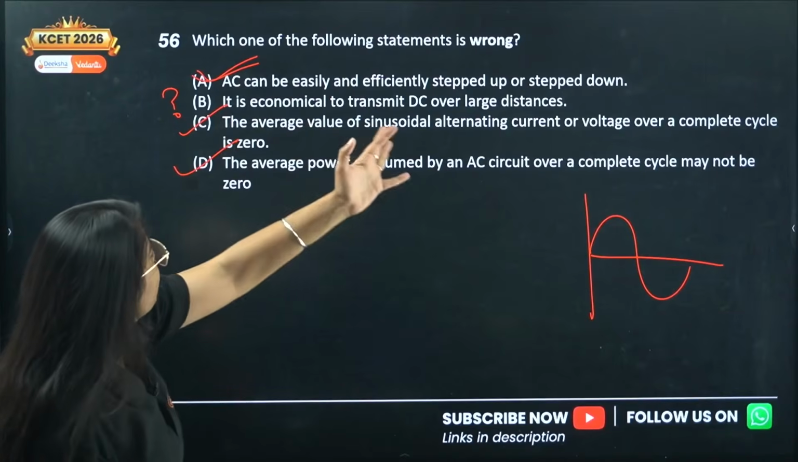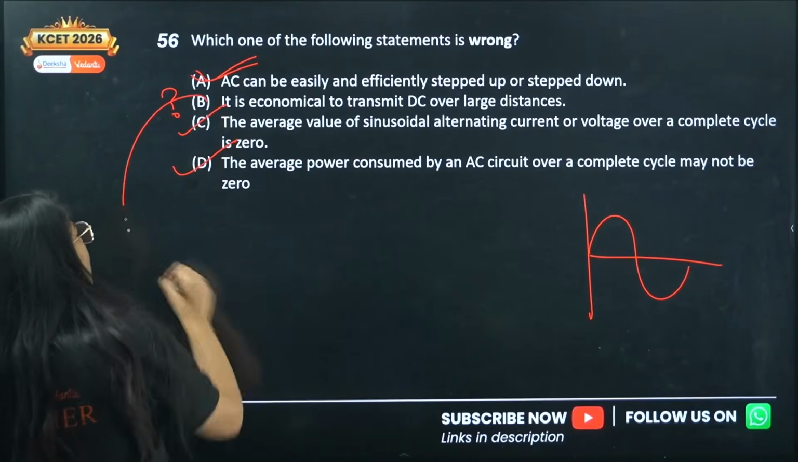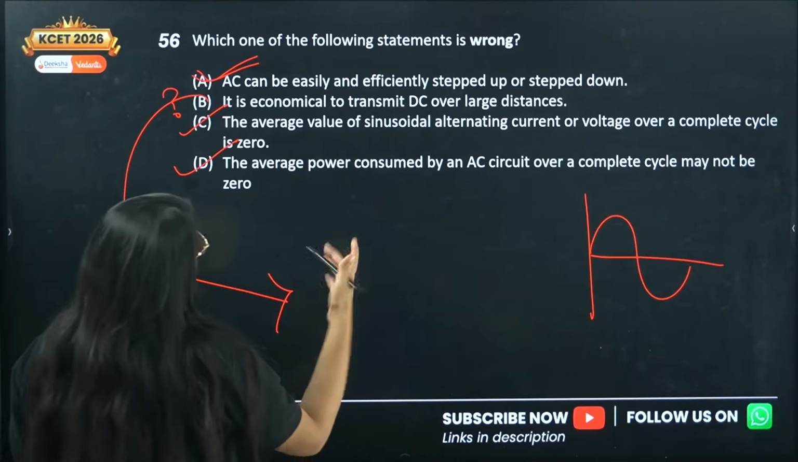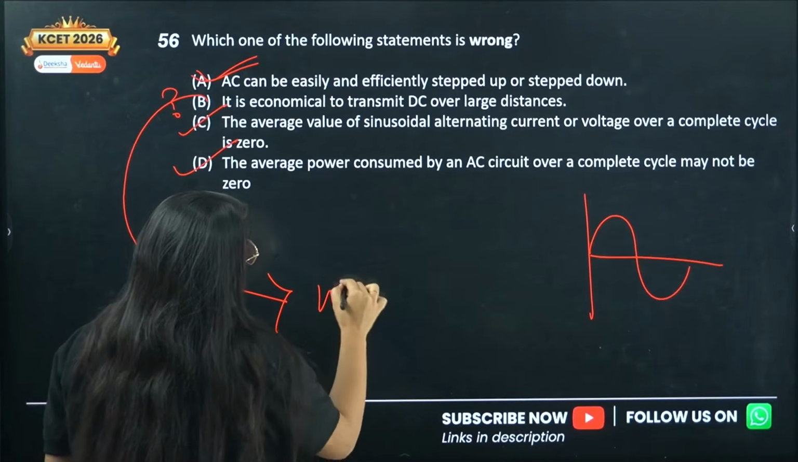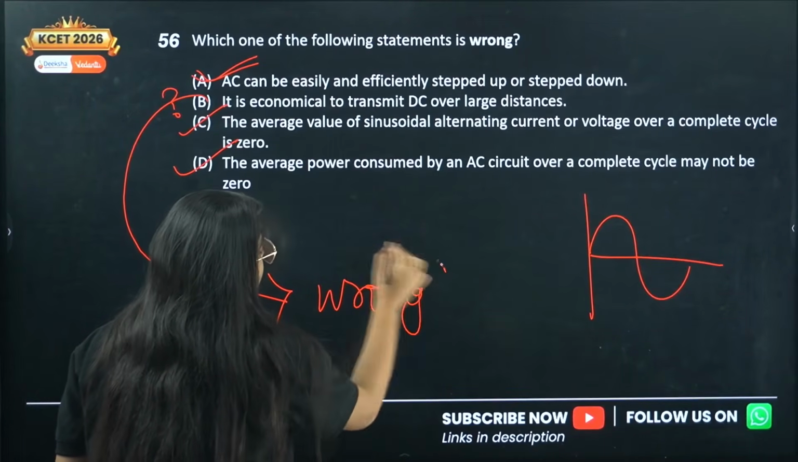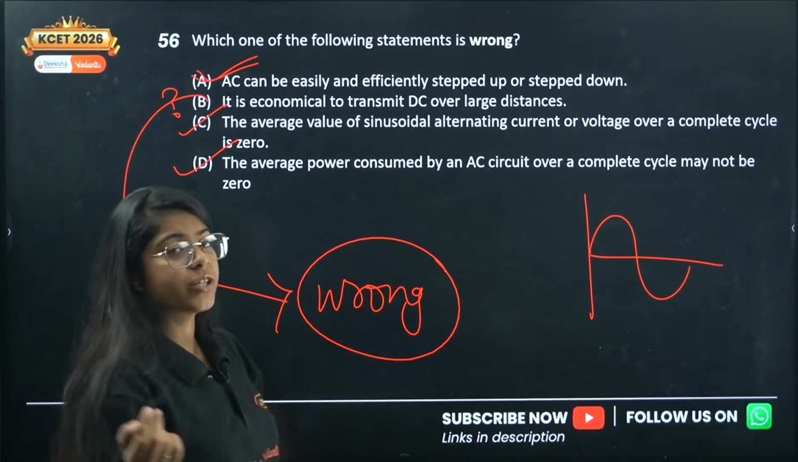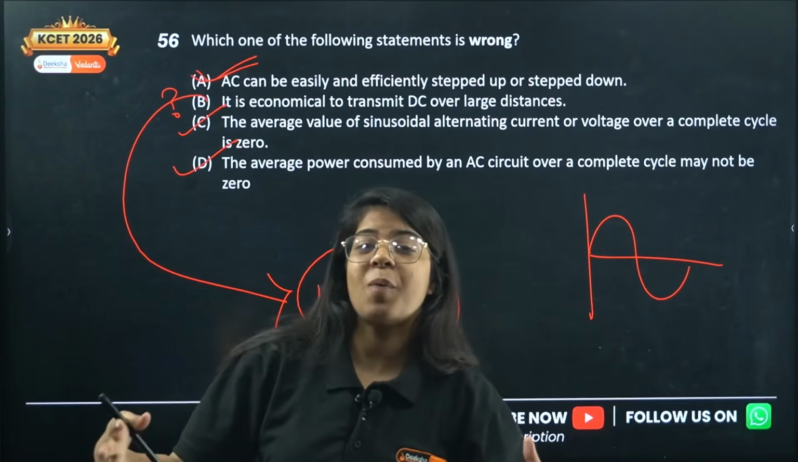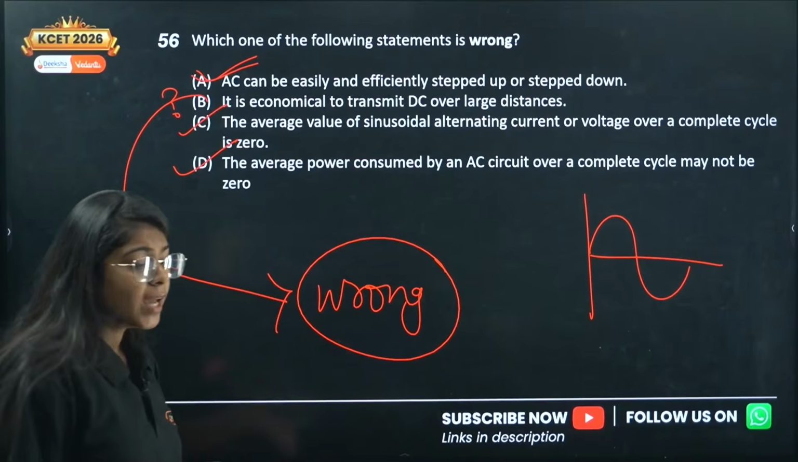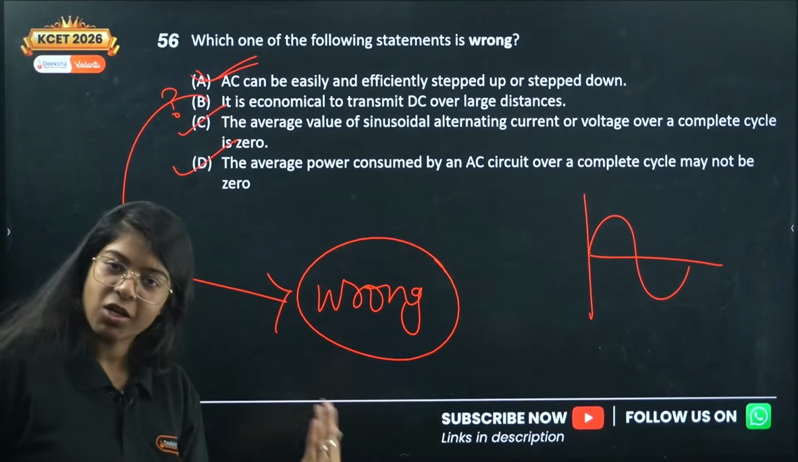Then which other statement is wrong? The remaining one, which we doubted, was definitely wrong. We cannot transmit DC over large distances because a huge power loss happens in that. That's why we transmit AC over large distances.